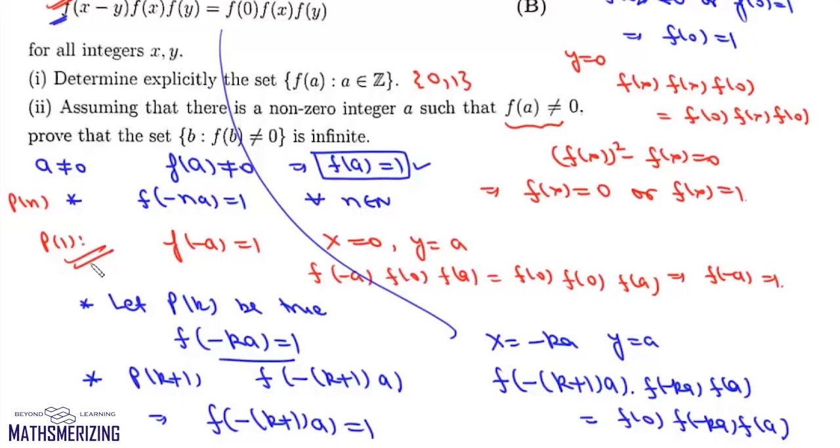So P1 is true, and assuming Pk to be true, Pk plus 1 is true. That means from induction we can say that the statement Pn is true. So if we have any non-zero a, then we'll have infinitely many points where this function is non-zero.